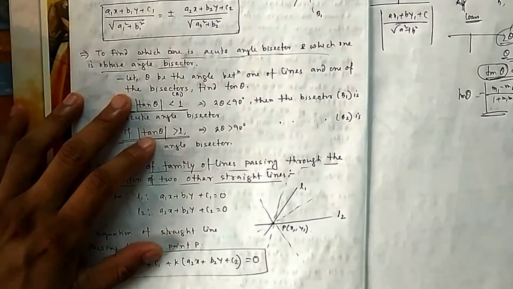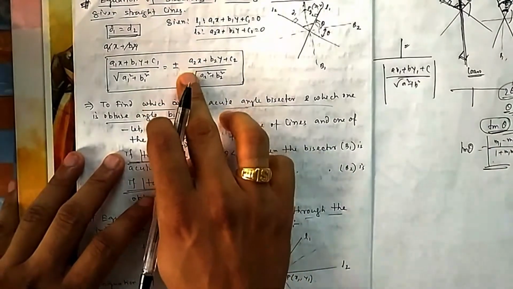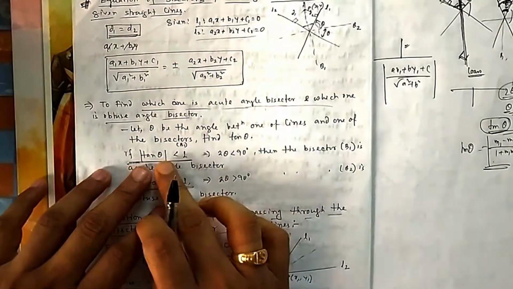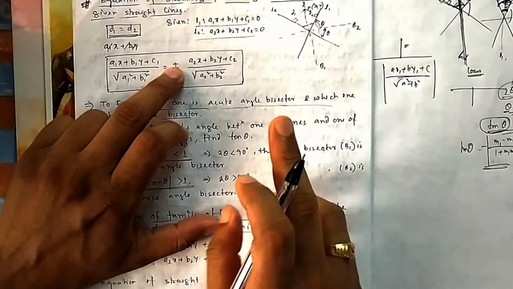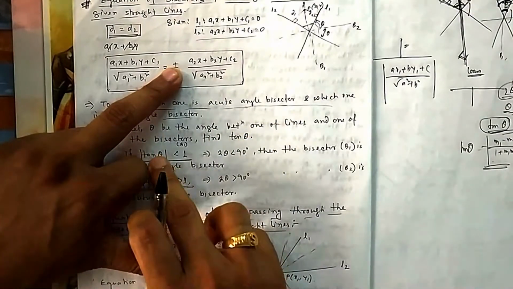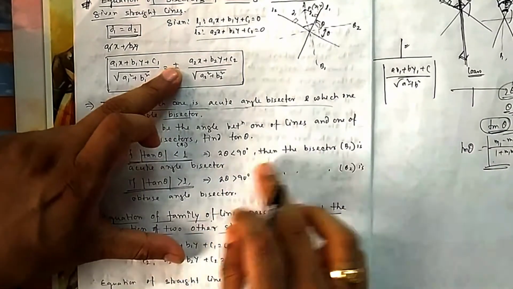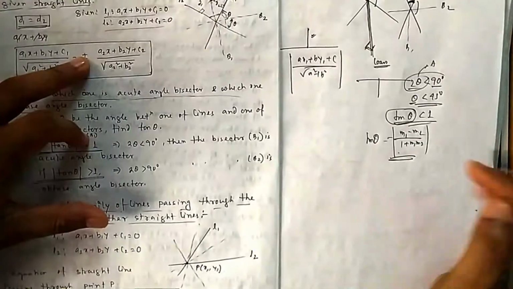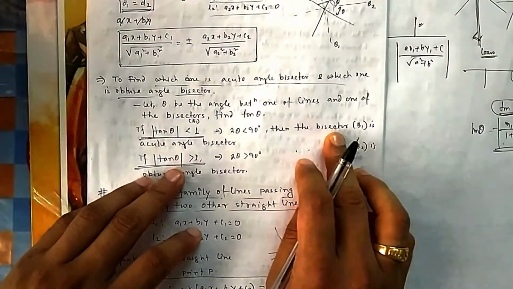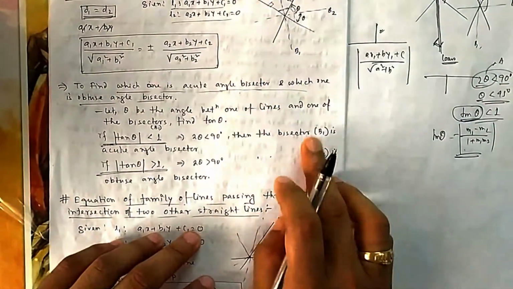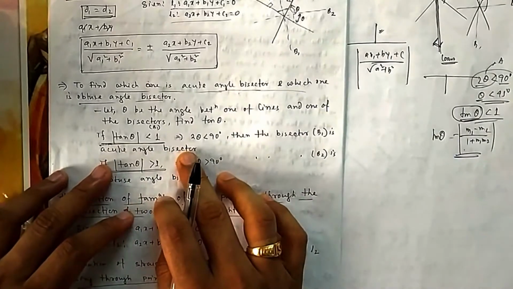Let theta be the angle between any line and one of the bisectors. Any bisector, you choose any one, either plus or minus. Suppose you have chosen plus, so you got one equation. Then you find the angle, that is tan theta, between this line and the given line, any one of the lines. If you get tan theta less than 1, you will get a fraction. If it is a fraction, then the bisector that you have chosen, here it is B1, either plus or minus, that will be the acute angle bisector.